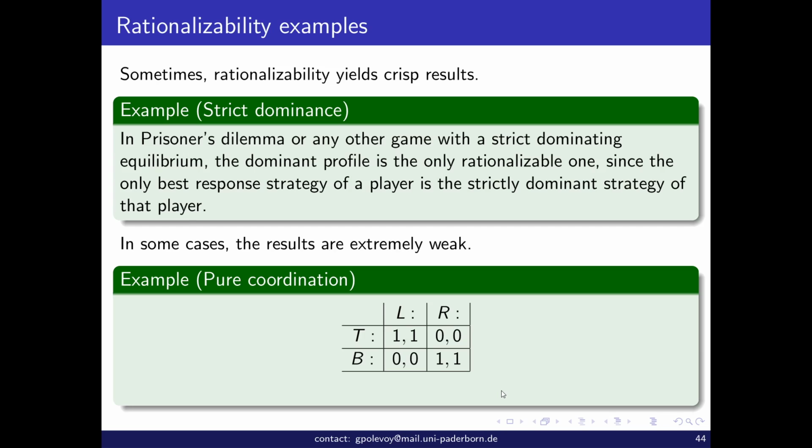But in some cases, the results of our rationalizability definition can be weak. For example, sometimes they don't constrain the profiles which are rationalizable at all. Look at the pure coordination game, where you have top, bottom, and left, right. Here we have two Nash equilibria. One is top left, another one is bottom right.